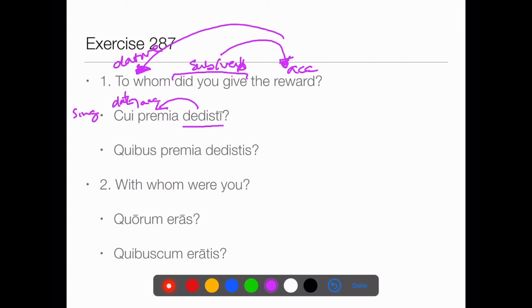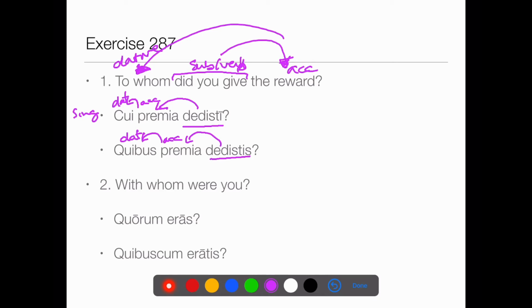To say that in the plural, we have our second person plural verb, dedistis. Did you give the reward to whom? So you can see how that worked there.